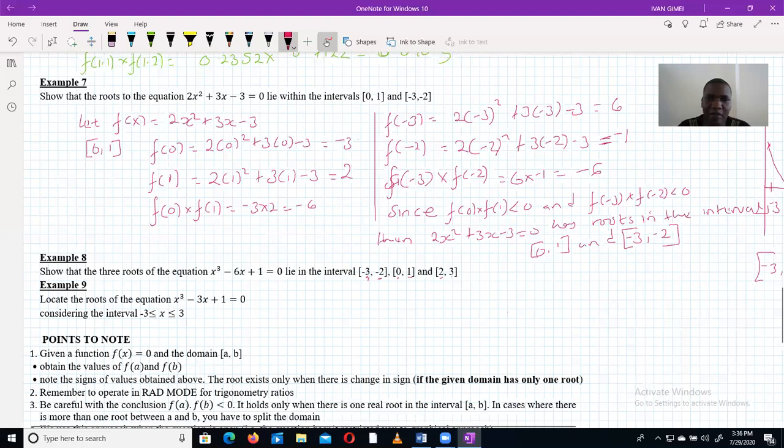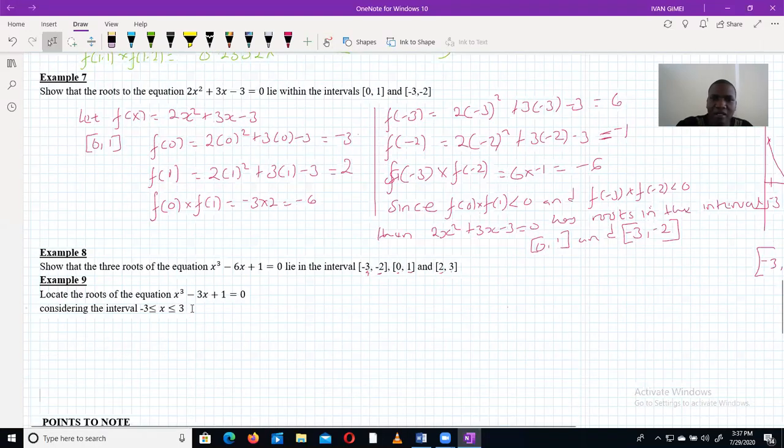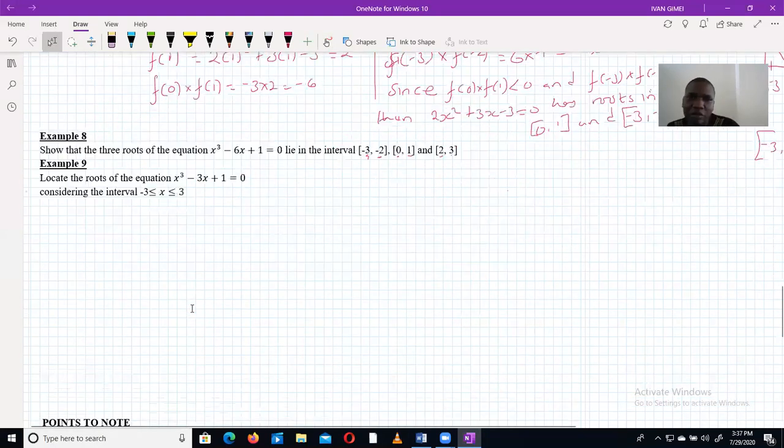So lastly, example 9 is also special in its way. In this case, they are giving us a wide domain, a continuous domain. This one is taking on exact values, so it is discrete. This one is continuous. They're saying between -3 and what? -3 and +3. So here what we do, we split the domain and investigate. We split it and study the behavior of the function within the whole domain.